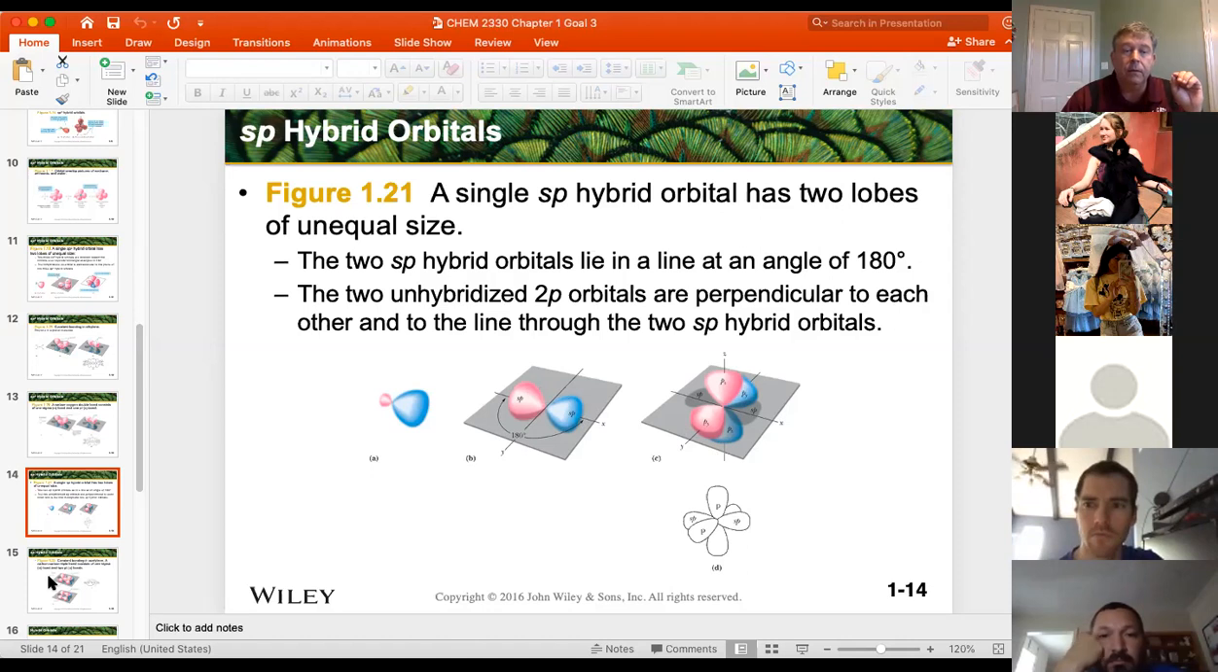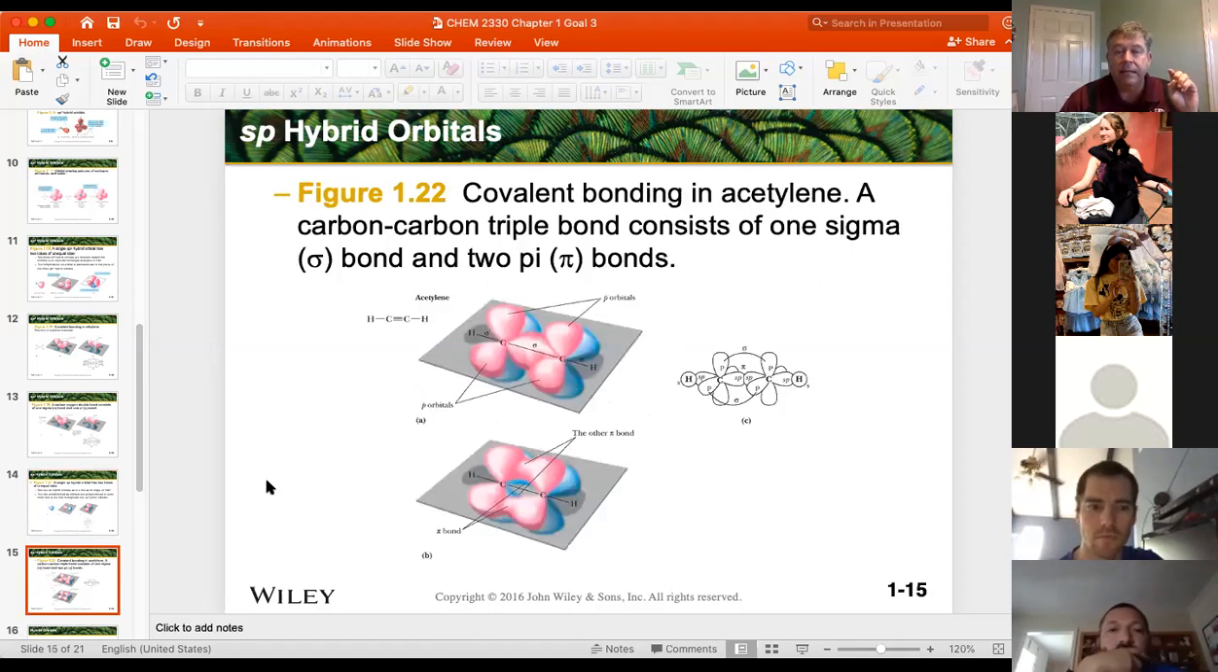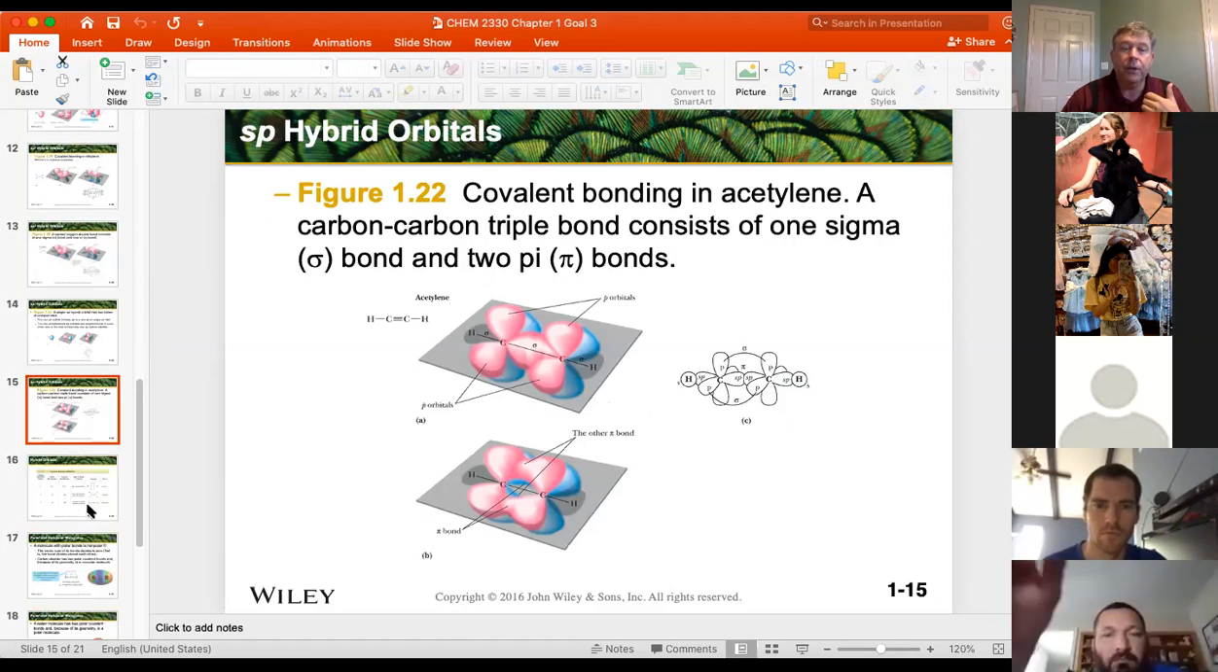So what does that look like when we have acetylene? When we have acetylene, the sp is the sigma bond. The first p orbital that overlaps is our first pi bond, and the second p orbital that overlaps is our second pi bond. Okay?